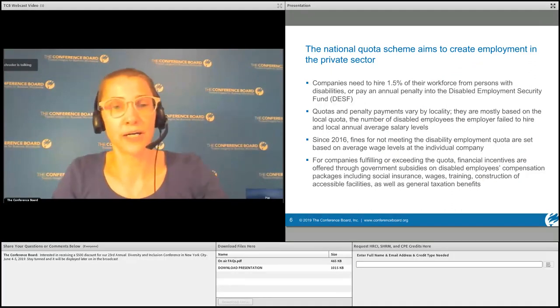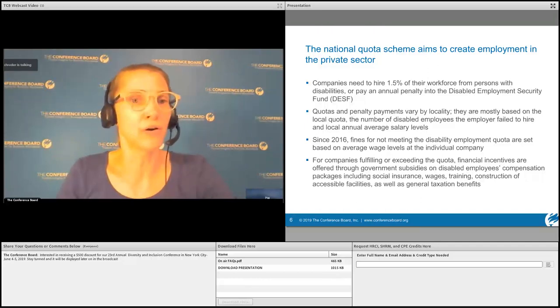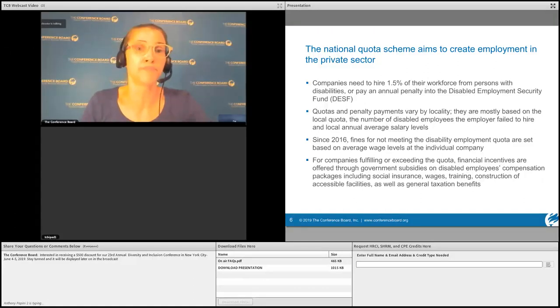So in terms of the institutional environment in China, China looks very good on paper. It has actually quite a substantive amount of regulations around protecting the legal rights of people with disabilities. It's engaged in the international sphere. But actually, in reality, when it comes down to key legislation and its implementation, it really boils down to a national quota scheme that is trying to regulate employment in the private sector.